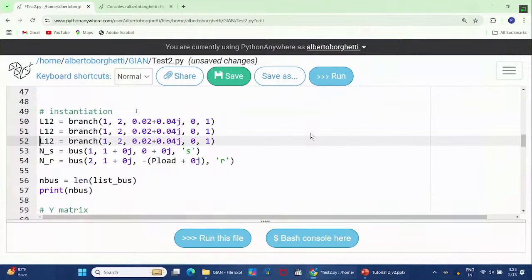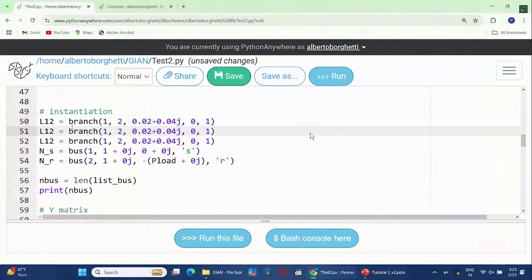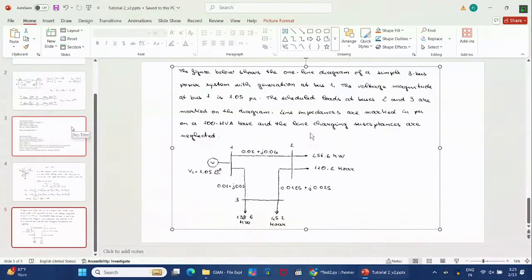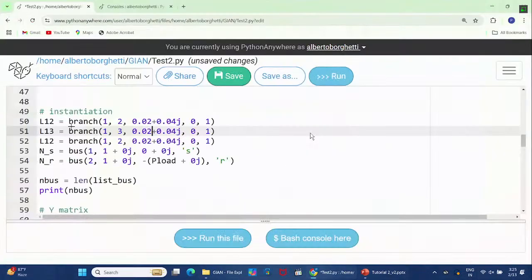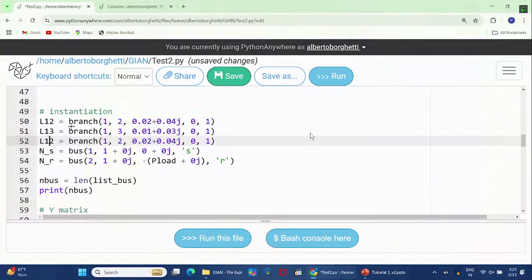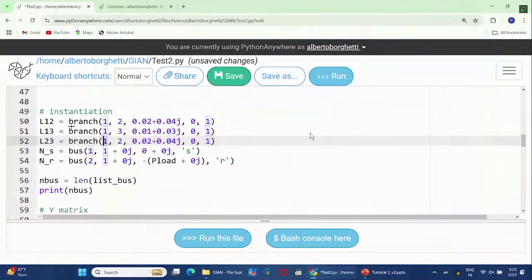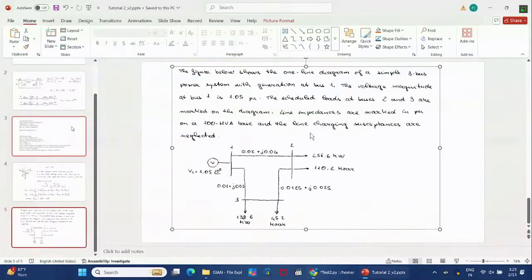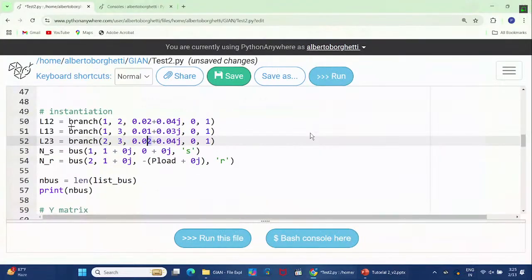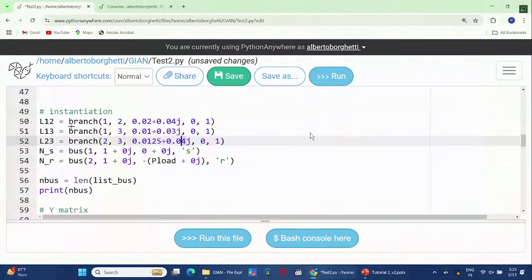There is a line between 1 and 2, and the line between 1 and 3. That is 1, 3 as the buses, and the impedance is 0.01 plus j0.03. And the last one is between 2 and 3. That is 2 and 3. And the impedance is 0.0125 and j0.025.